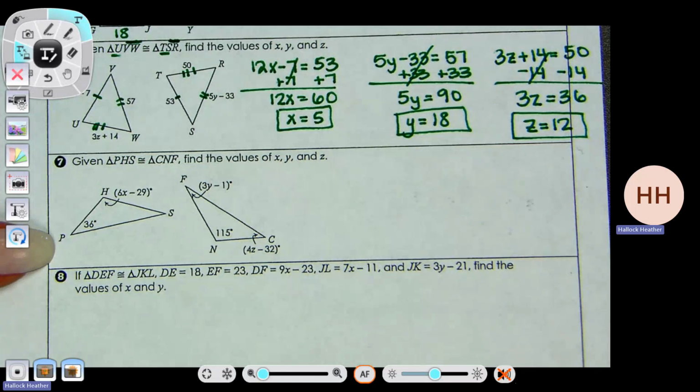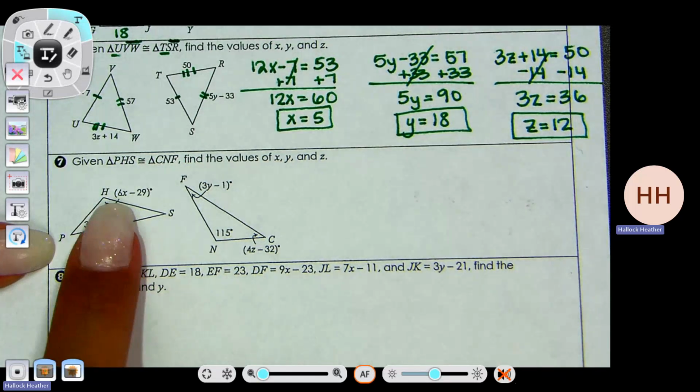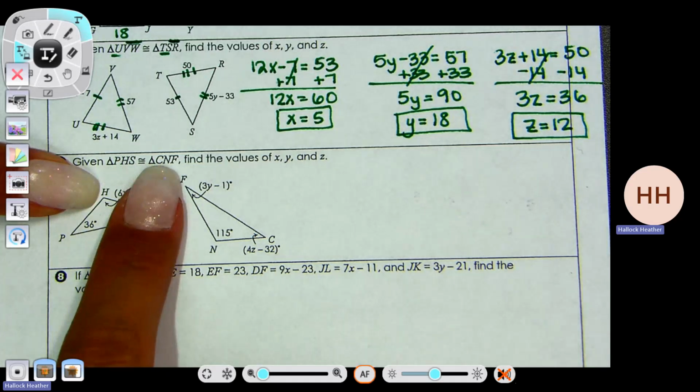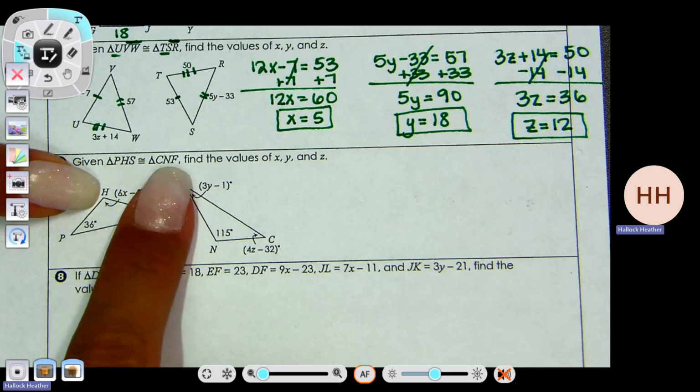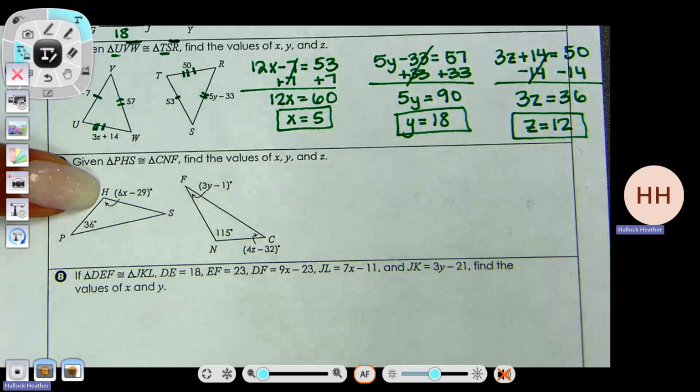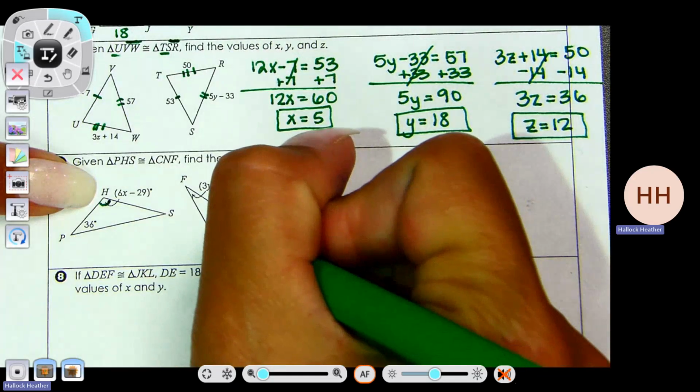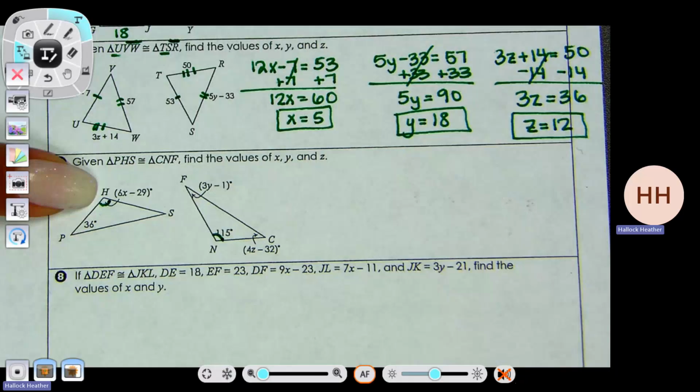So let's start with, where's Z or where's X? Let's start with X. So X is H. If I look at my congruency statement, what is H going to match with? N, because they're both in the middle. So I'm going to put an arc mark where H is, and I'm going to put an arc mark where N is. Those match.